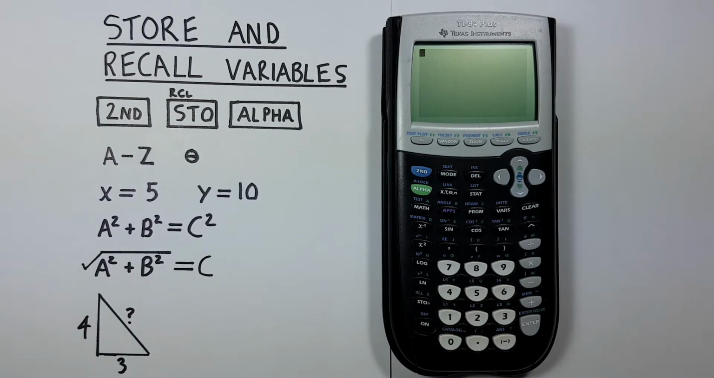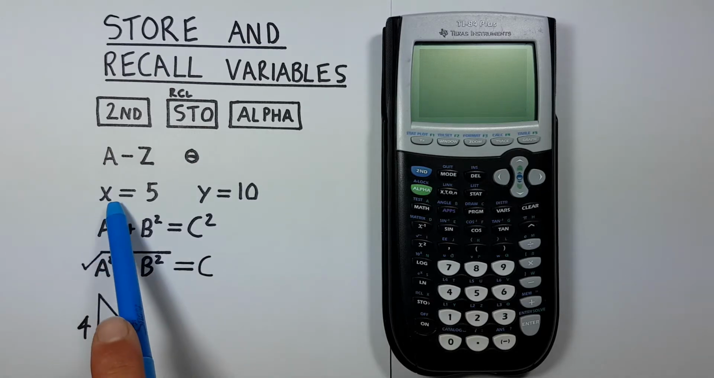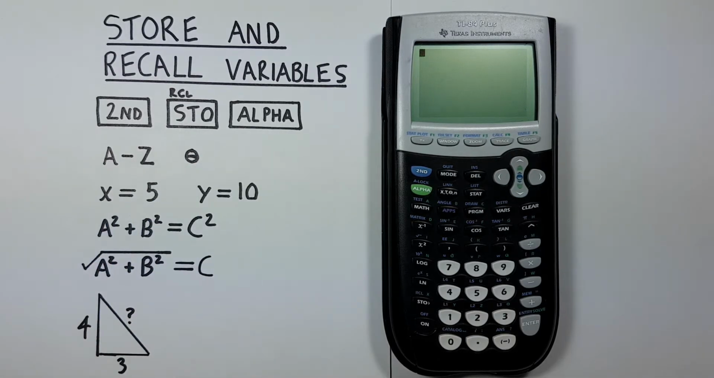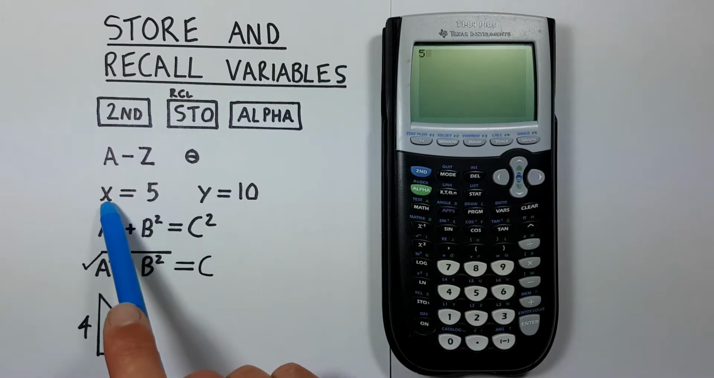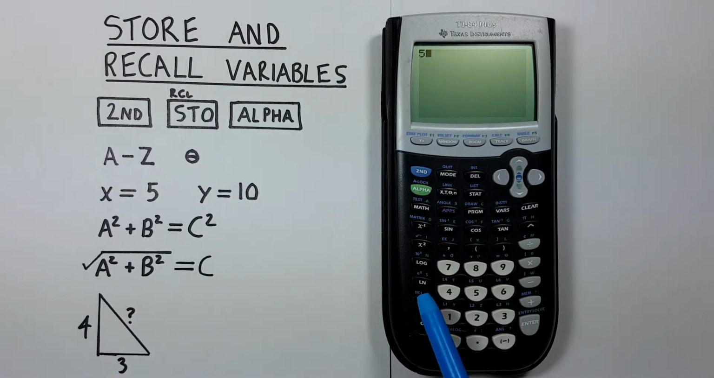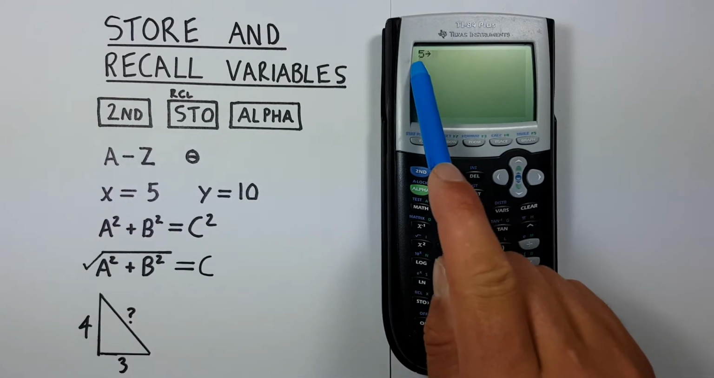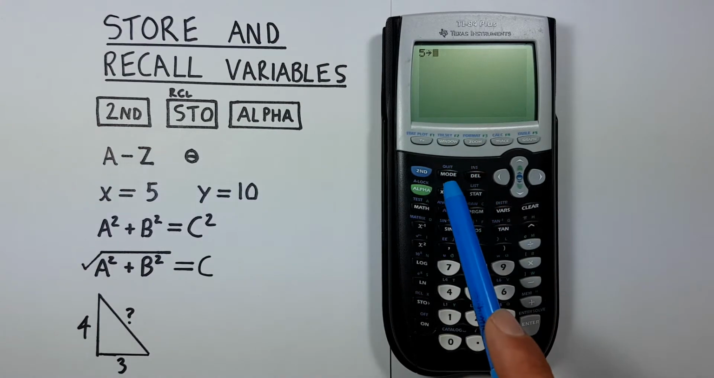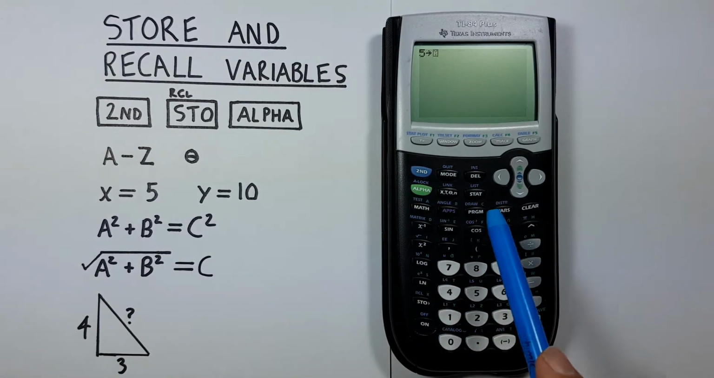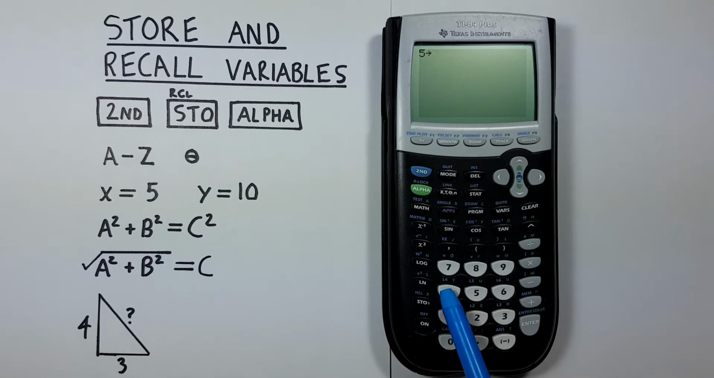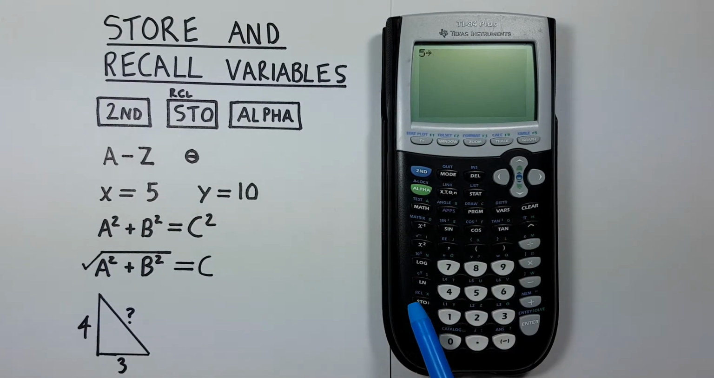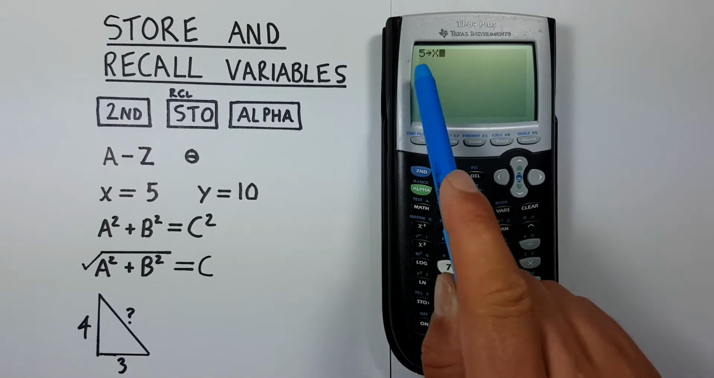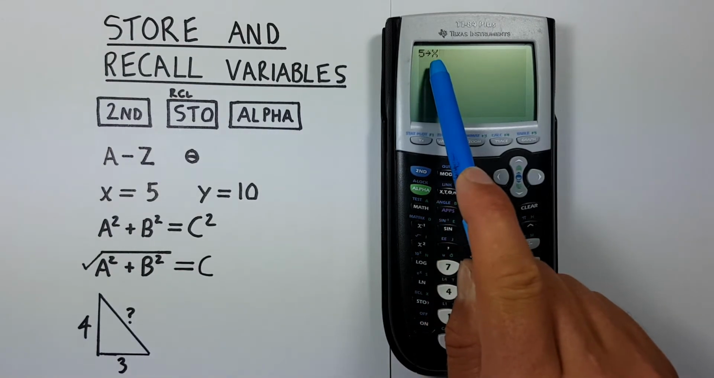If we want to store a value as a variable, like say x as 5, what we have to do is first place the value on our screen, so that's 5, and we want to place that under the x variable. So what we do is press store. We see an arrow pointing to the right, then we press the alpha key, and then select the letter we want to store it into. We wanted to store this as x, so x is the alpha of the store key. Press it there. Now we have 5 going into x.